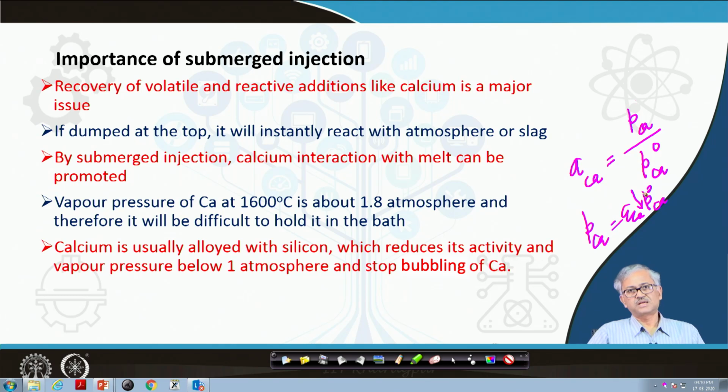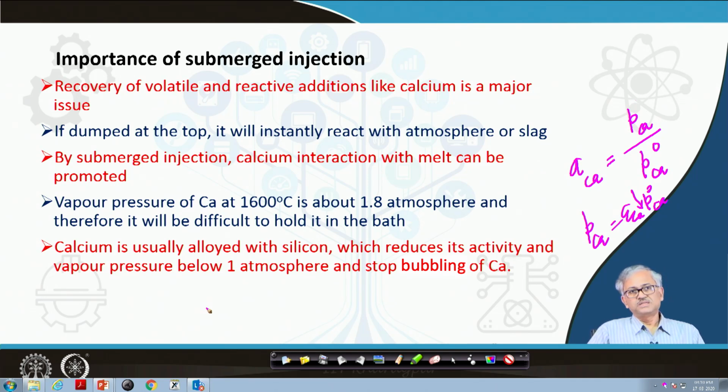So, much less than that of atmospheric pressure. That is the thing: the calcium is usually alloyed with the silicon, which reduces its activity below 1 atmospheric pressure. So, it will not instantaneously form the bubble and go away. Of course, as soon as the silicon also dissolves away into the melt, the activity of calcium in the alloy may again increase and then it may form the bubble and go away.